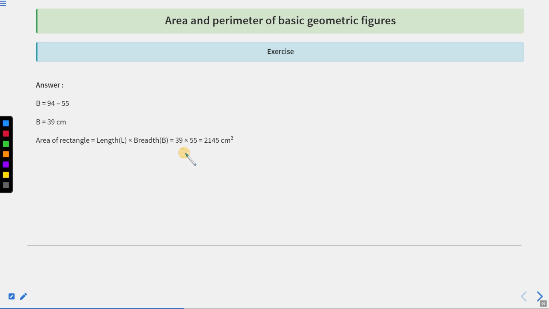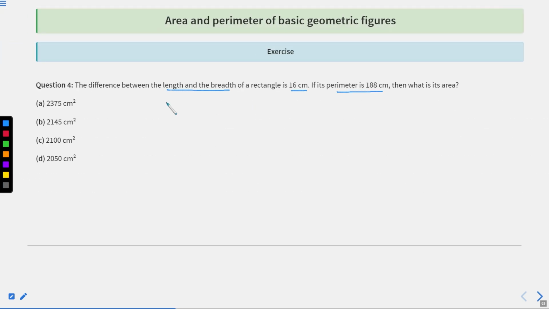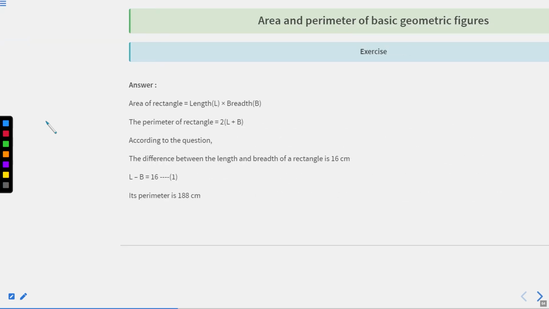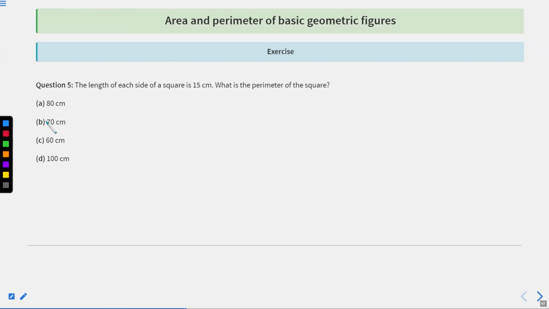Therefore 39 times 55 gives us 2145 centimeter square, and that is option number B. So for question number 4, the correct option should be option number B. And let's move ahead to the next question, question number 5.